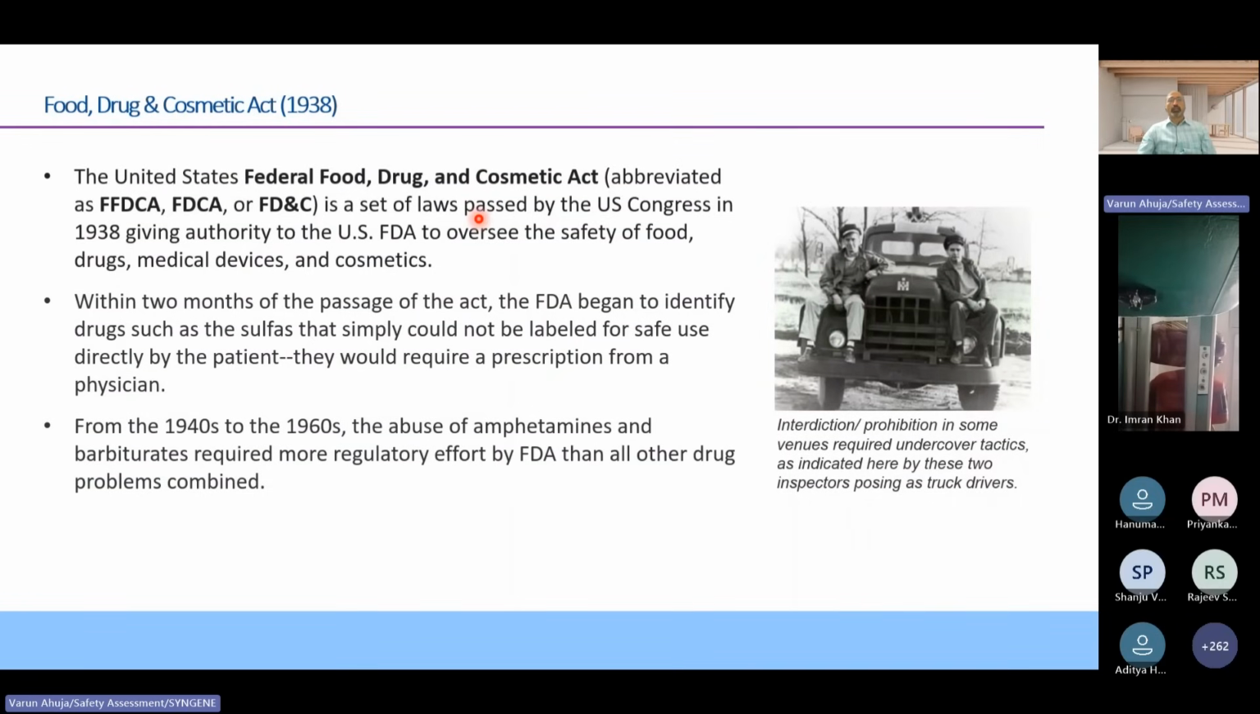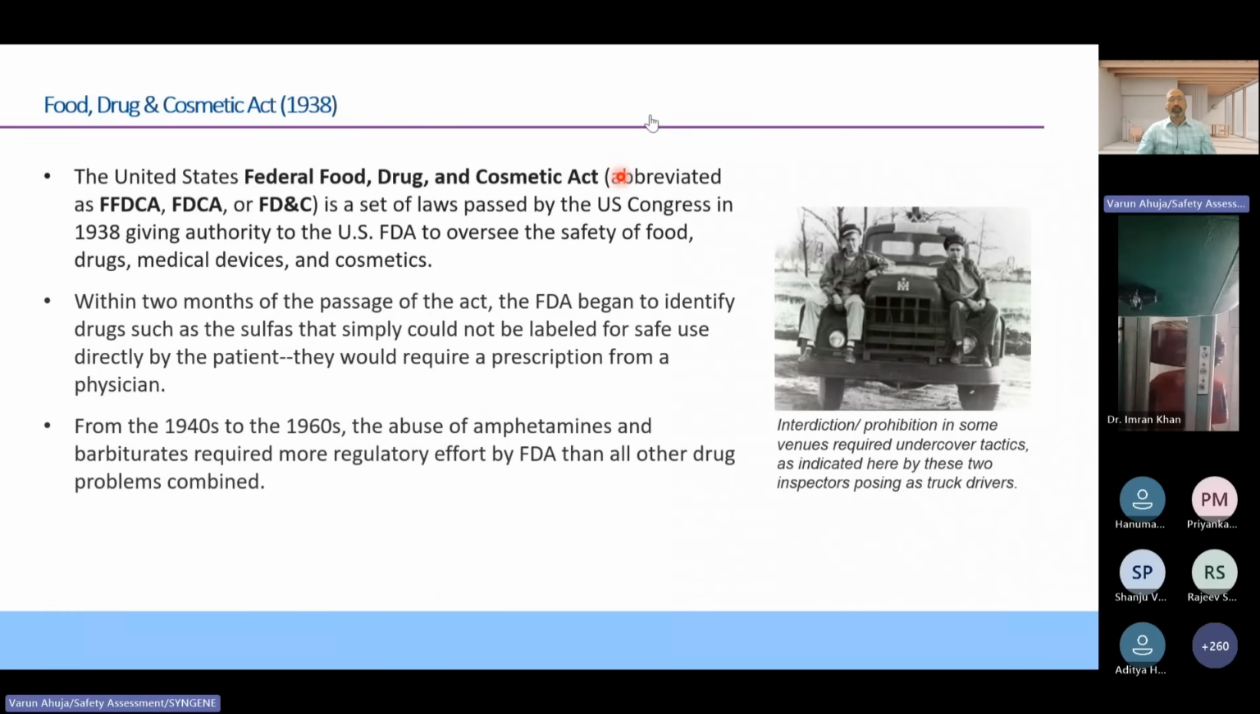It was a set of laws passed by the U.S. Congress in 1938, giving authority to the US FDA to oversee the safety of food, drugs, medical devices, and cosmetics. And within 2 months of passage of the act, the FDA began to identify drugs such as the sulfas that simply could not be labeled for safe use directly by the patient. They would require a prescription from a physician.